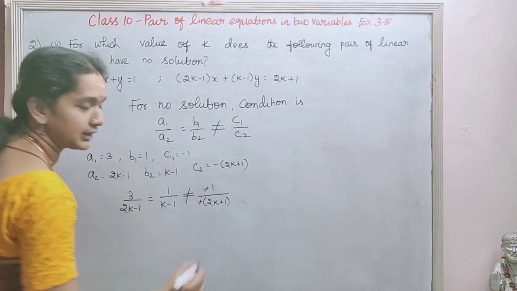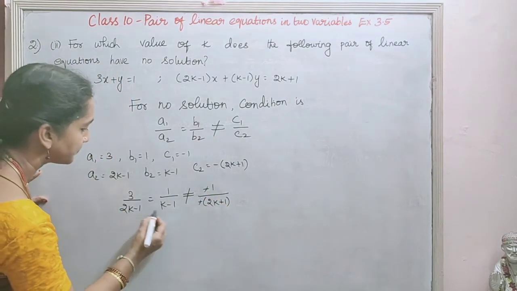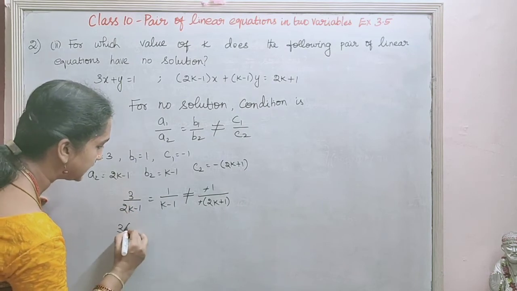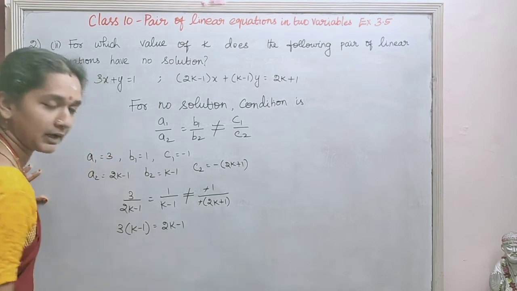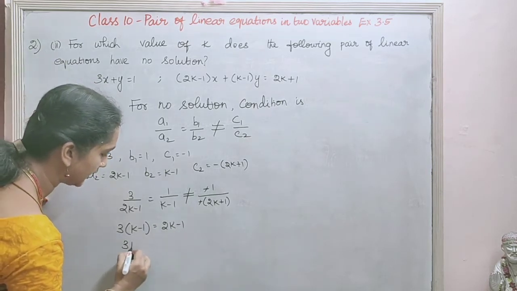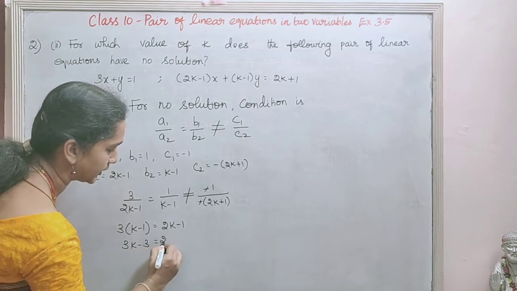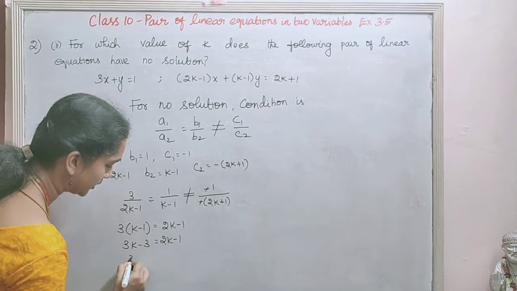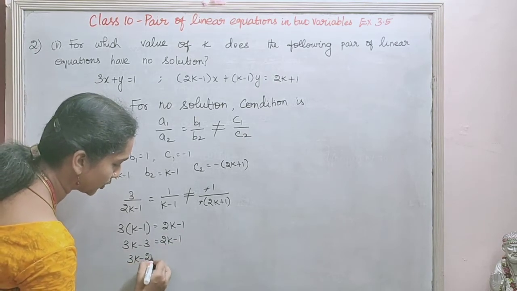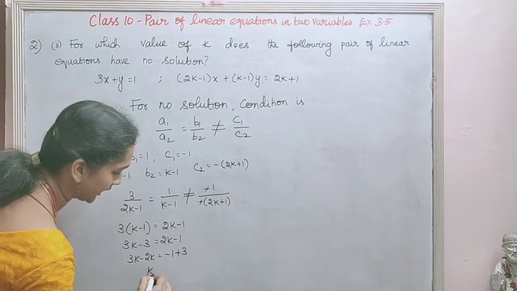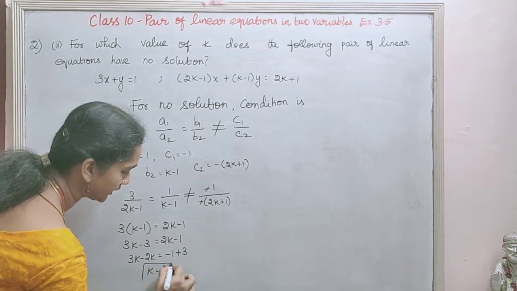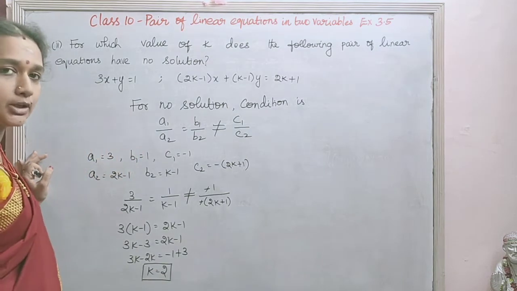So this minus will get cancelled. When we cross multiply this, 3 into (k minus 1) is equal to 2k minus 1. So 3k minus 3 is equal to 2k minus 1. So 3k minus 2k is equal to minus 1 plus 3. So k is equal to 2. So we got the value of k is equal to 2.